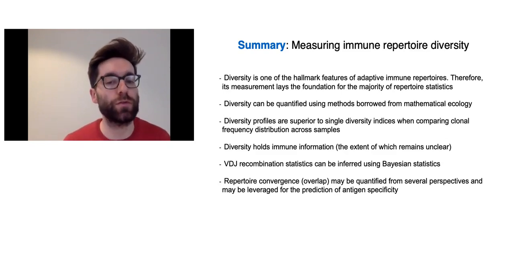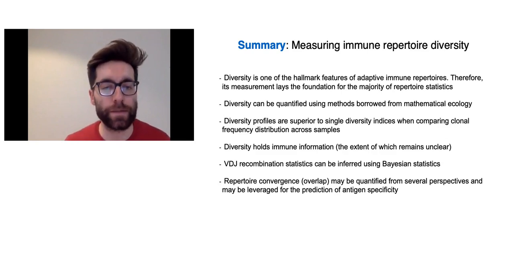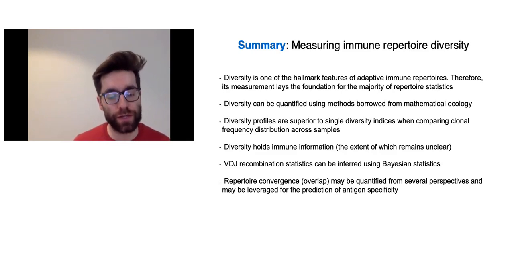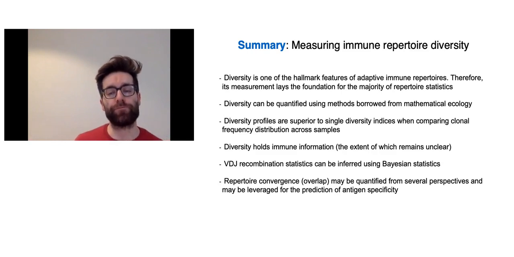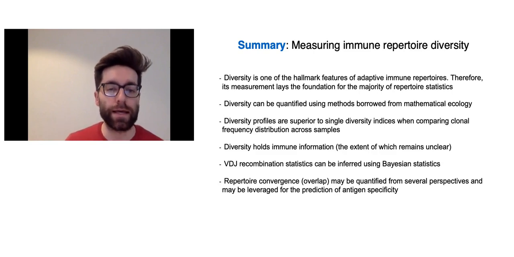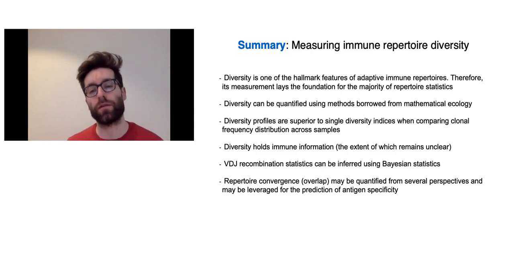Diversity can hold also immune information. I didn't show you that, but it can be used to classify repertoires based on disease state. VDJ recombination statistics can be inferred mathematically and then used to assign generation probabilities to judge whether public clones are likely to occur or not likely to occur. So the level of surprise that I should have when seeing a public clone. And repertoire overlap may be quantified from different perspectives: frequency independent, dependent, and so on.